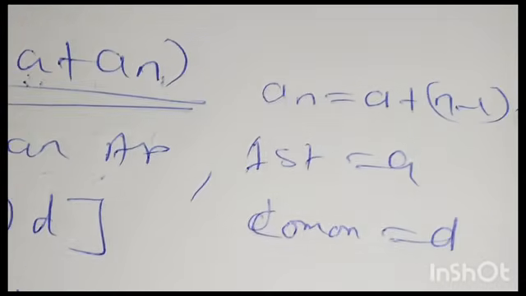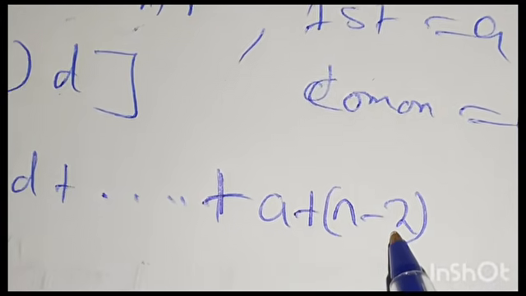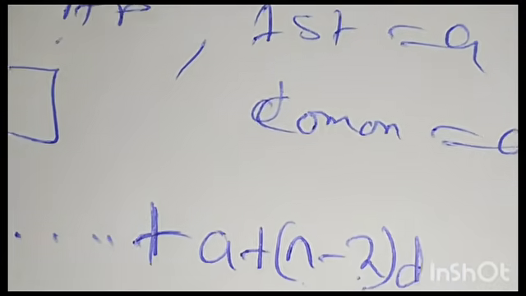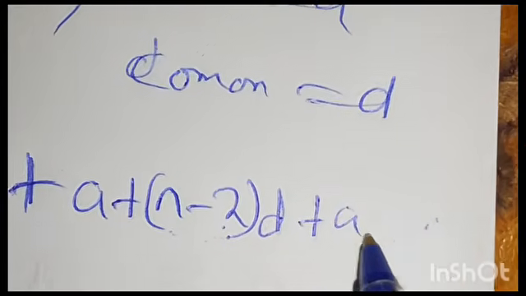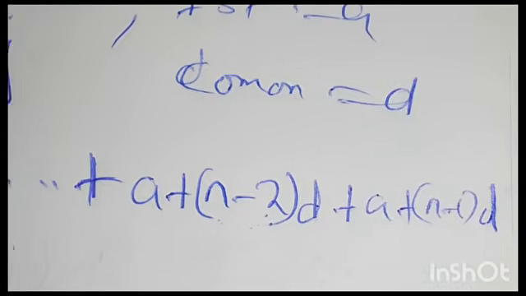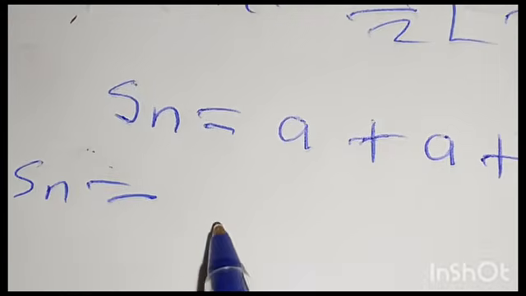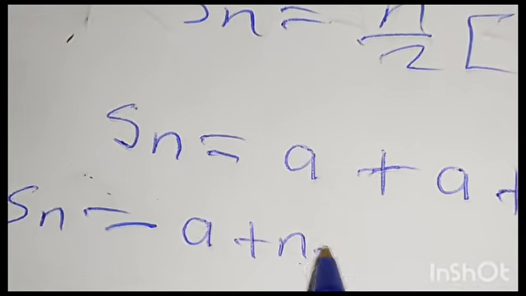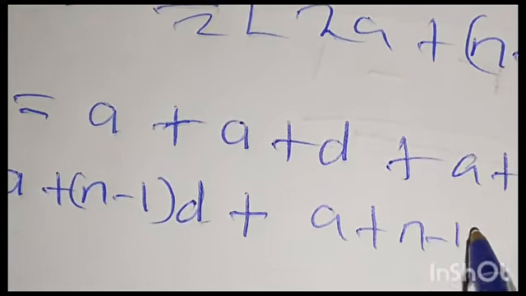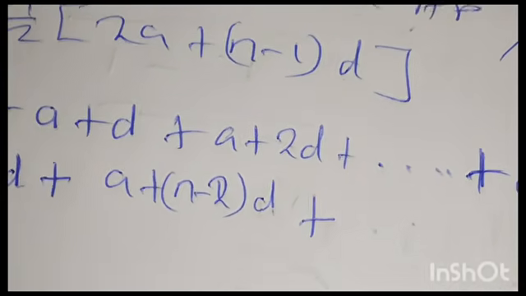Then for the second from last, you're going to have a plus n minus 2 d. So this n, you're going to subtract by 2 to find the second from last. Then plus the last term will be a plus n minus 1 d. Then we can also deduct it from the last term to the first term. So we say Sn is equal to, what is our last term? Our last term is a plus n minus 1 d, plus the second from last is a plus n minus 2 d, then plus we go now to the first part.